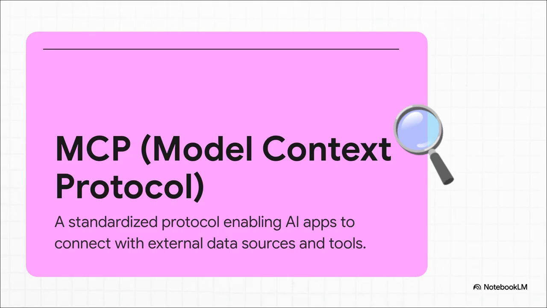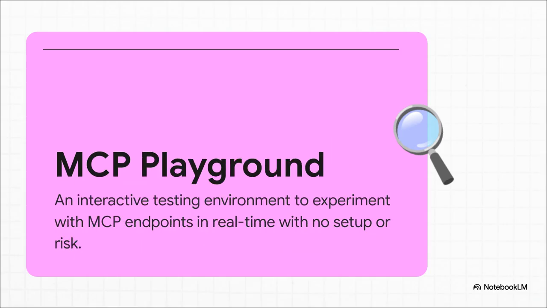Okay, so it all starts with this foundation called MCP, which stands for Model Context Protocol. The easiest way to think about it is like a universal language, a standard that lets an AI talk to any external tool out there, a database, another API, you name it. It's the essential bridge that lets an AI step outside of its pre-trained knowledge and actually interact with the live, current world. The MCP Playground, then, is where you actually get to use that bridge.